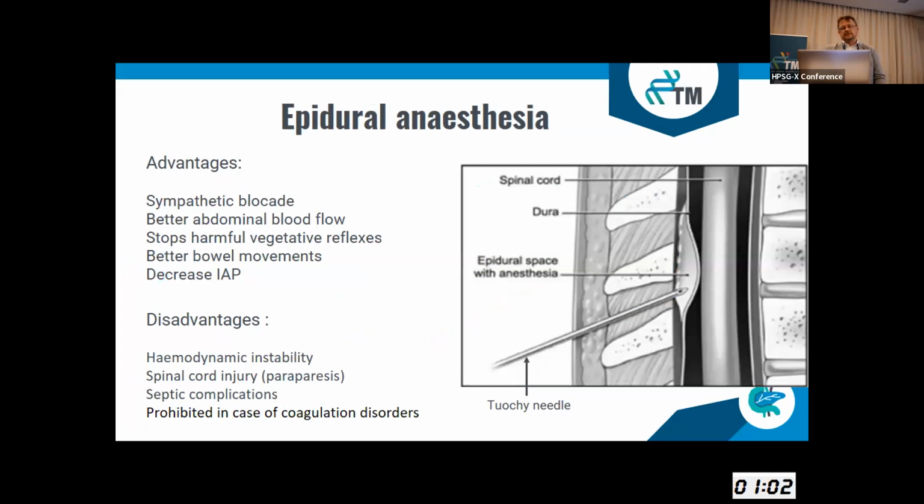Epidural anesthesia has a lot of advantages. It makes a sympathetic blockade and better abdominal blood flow, and it can stop harmful vegetative reflexes. It causes better bowel movements, and it can decrease intra-abdominal pressure, but it has a few disadvantages also. It can cause hemodynamic instability, spinal cord injury, septic complications, and this technique is prohibited in the case of coagulation disorders.